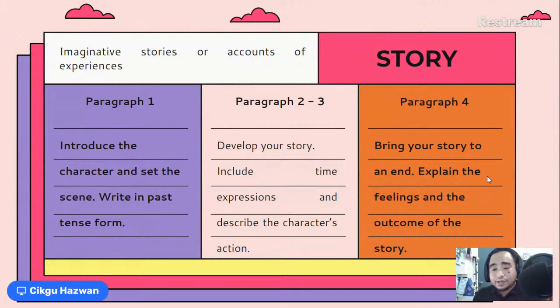Okay. Paragraph 2, or the body of your story, it should develop your story. Okay. Include time expressions and describe the character's action. Okay, when we talk about describing characters action, I encourage you to do showing sentences rather than telling sentences. Okay, atau kita kata show not tell. Okay, show not tell. What is show not tell? Show not tell is, okay, I will tell you. Show not tell is you describe the action. Show not tell is where you describe an action.